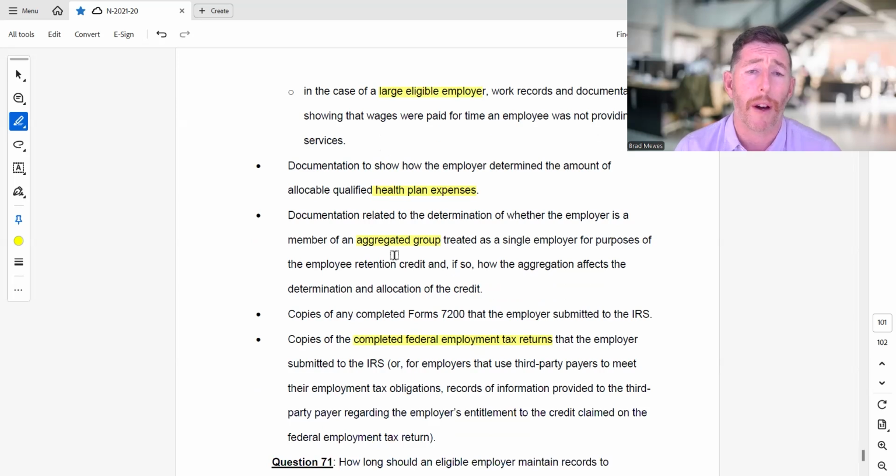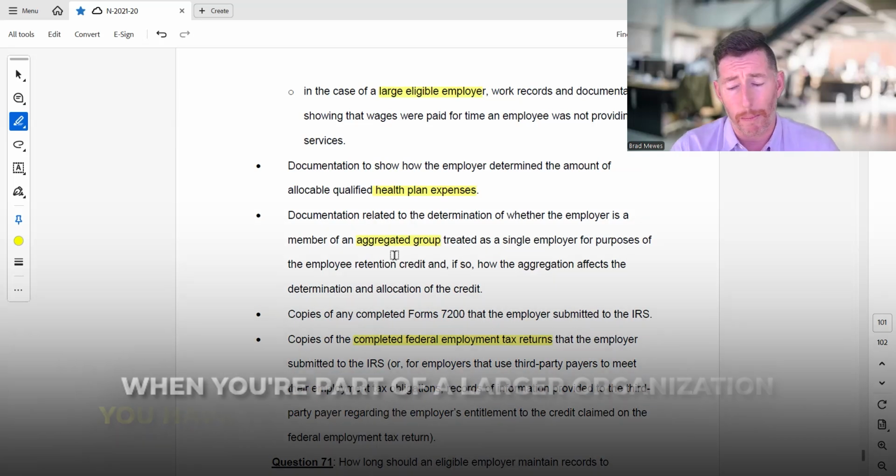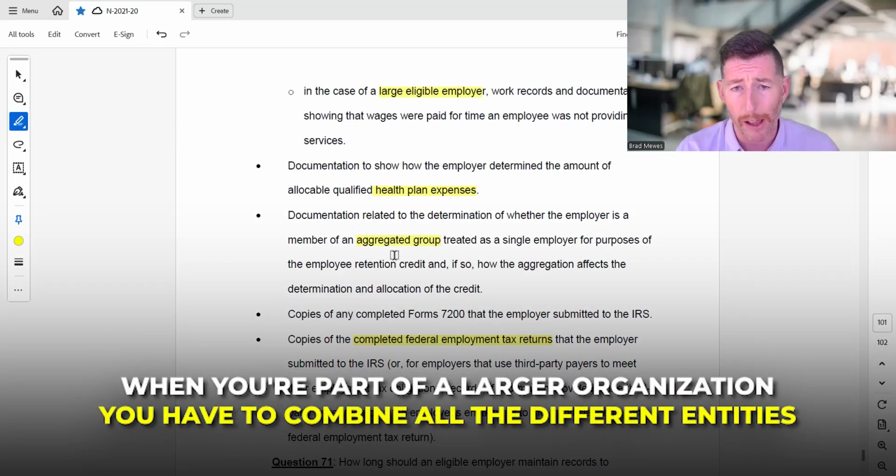And then this is another one that was commonly overlooked: the aggregation analysis, whether or not the employer is part of a larger aggregated group. I have a longer video on what an aggregated group is, but generally speaking, the ERC was a small business tax credit. The aggregation rules are there to ensure that businesses don't pretend to be small just by nature of having a bunch of different legal entities to look small when they're really a much larger organization. So there are very specific aggregation rules that you have to go through. And when you're part of a large organization, you have to combine all the different entities.